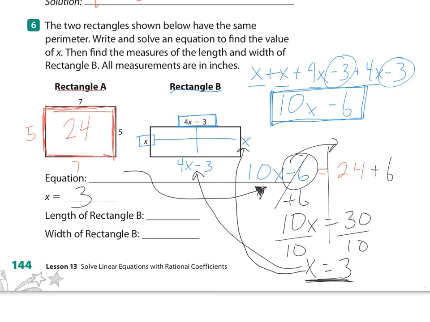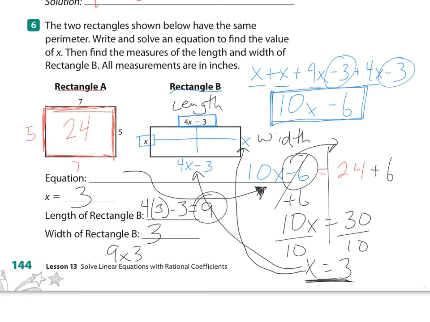All right. The width, if we think of, okay, here's your length and here's your width. Well, the width is just x. Well, that's just 3. The length is this 4x minus 3, or 4 times 3 minus 3. So 4 times 3 is 12. 12 minus 3 is 9. So there you go. So this rectangle is 9 by 3.